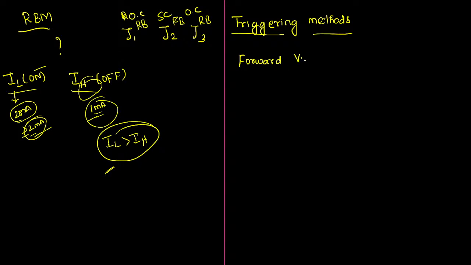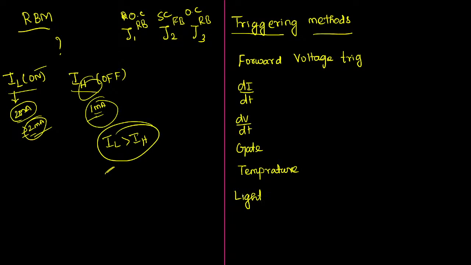So forward voltage triggering, first one, then di/dt triggering, then dV/dt triggering, temperature triggering. Let me write that, gate triggering, then temperature, then I think, yeah, light triggering. So the other one is light triggering. So just recapture everything once and have a look.